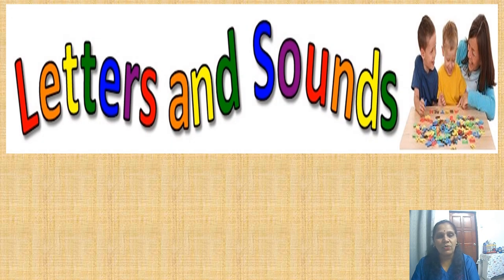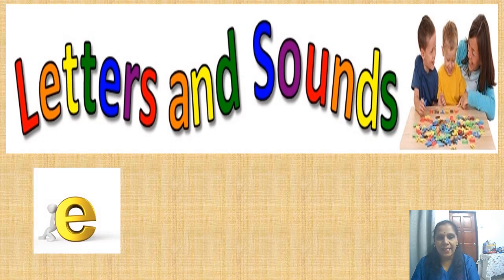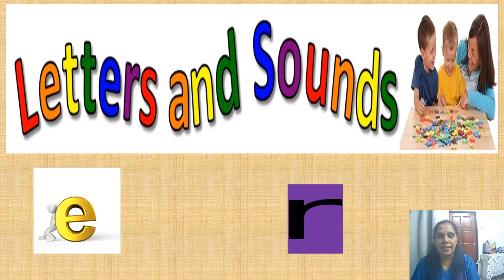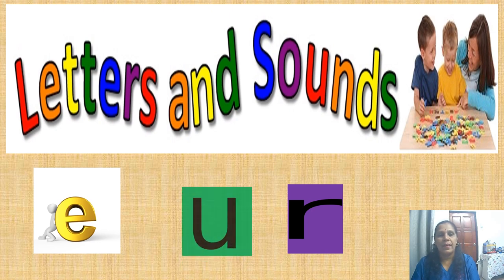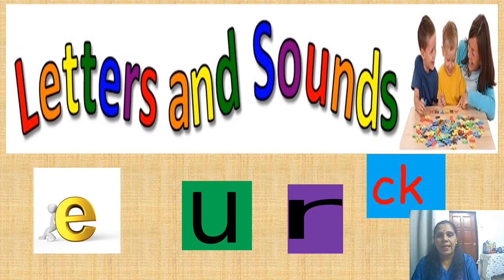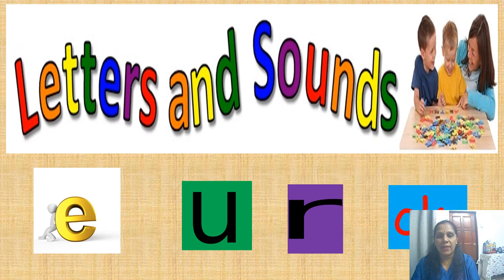Letters and sounds. Letter E makes the eh sound or E sound. Letter R makes the R sound. Letter U makes the ah sound. Letter C, K together makes the K sound.